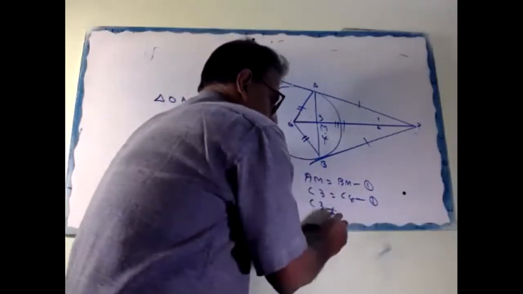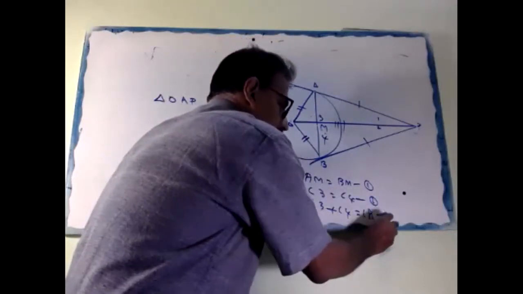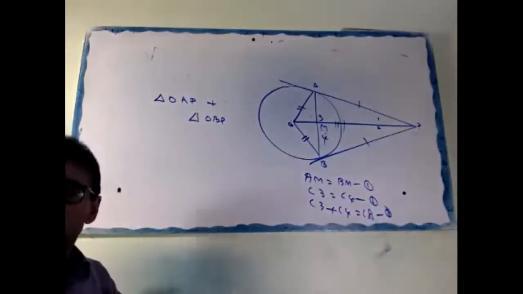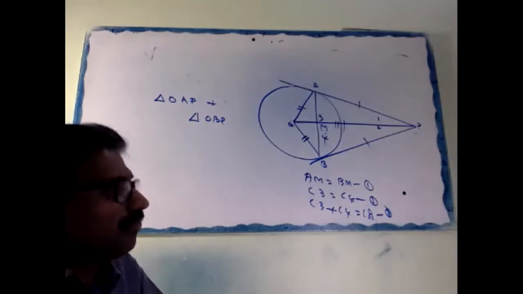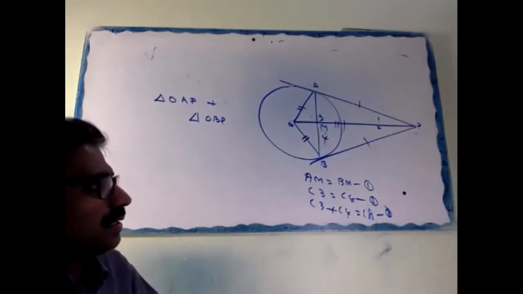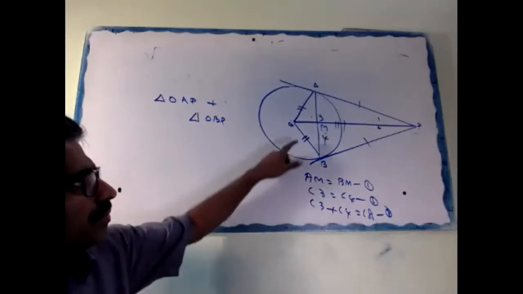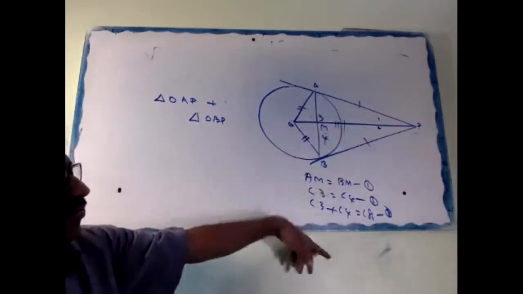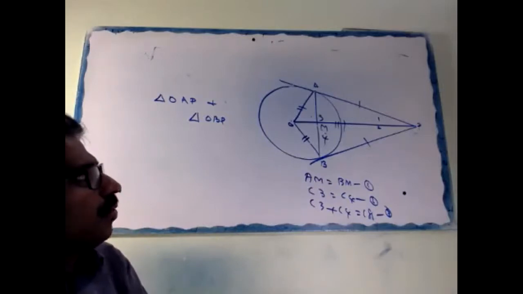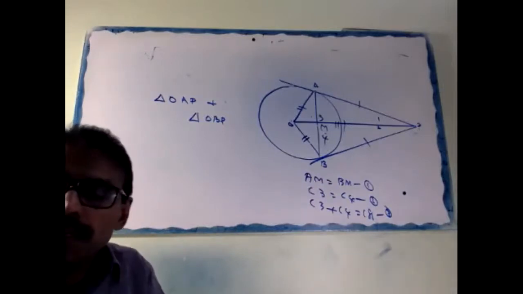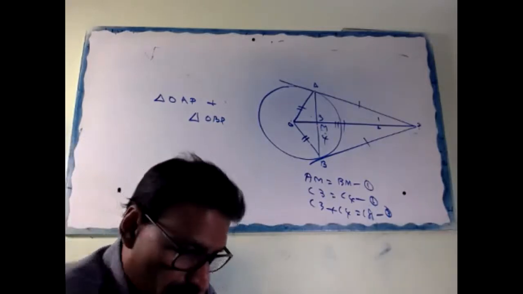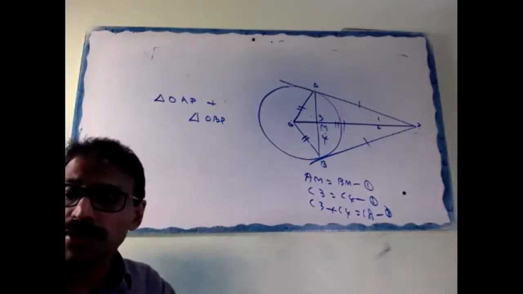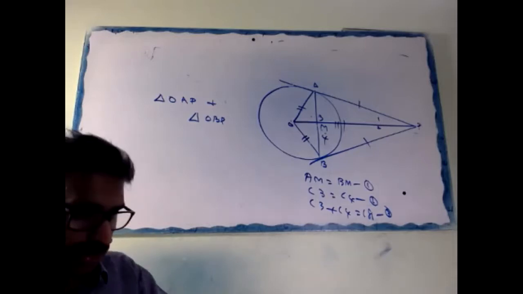But angle 3 plus angle 4 equal to 180 degrees, linear pair. Correct? Therefore, this angle is 90. Therefore, from 1, 2, 3, we get OP is the perpendicular bisector of AB. Clear or not? Don't write, I'll give the note. It's a good question, okay?